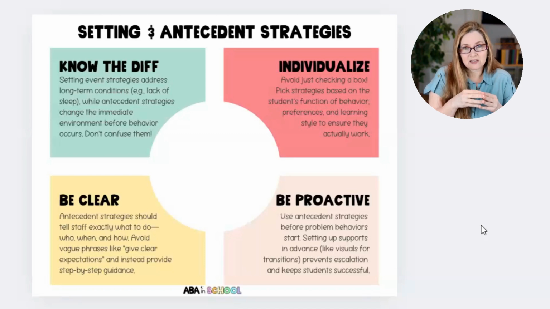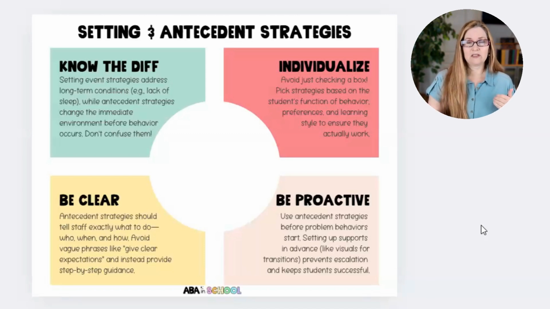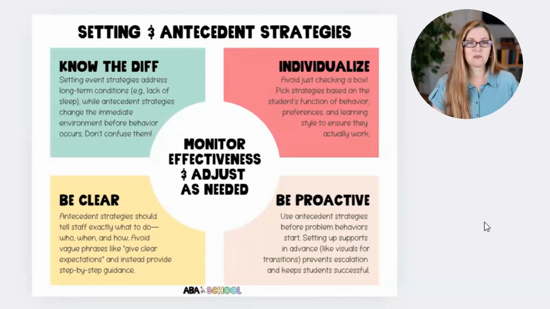Later on, in one of the other episodes, we're going to talk about creating and using a crisis cycle for every learner, especially on a behavior plan. It helps you catch those anxiety triggers starting to happen so you can implement strategies before the rock starts down the hill. And then the last thing, as always: monitor effectiveness and adjust things as needed.